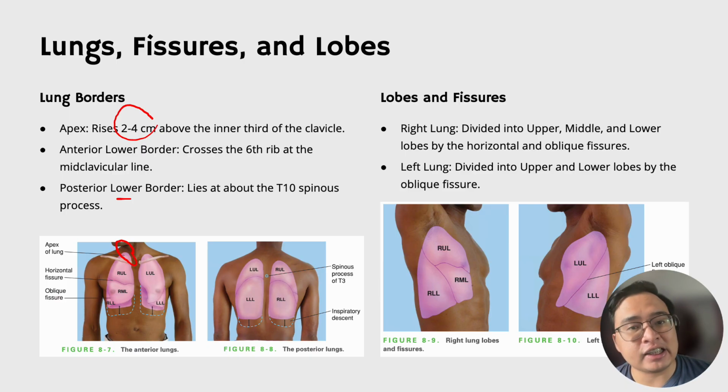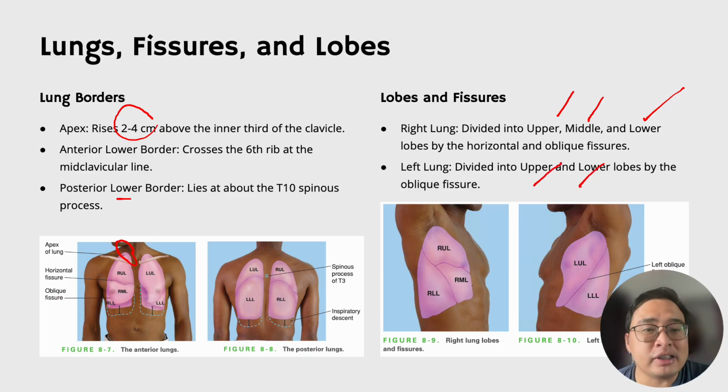Also, the lungs are divided into lobes. The right lung is divided into upper, middle, and lower lobes, while the left lung is only divided into the upper and lower lobes. Take note, there's no middle lobe for the left lung. Also, the upper and lower lobes are separated by the oblique or major fissure. How about for the right lung? Diba merong upper and middle lobe? So those are separated by the horizontal or minor fissure.